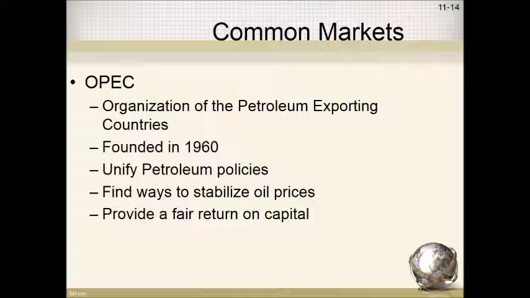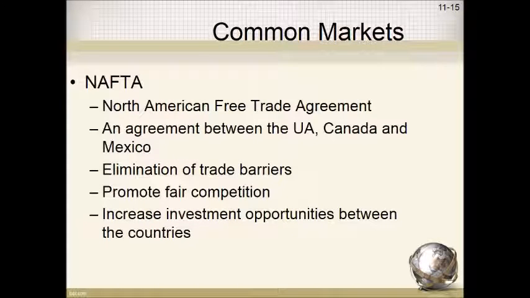There's also OPEC, the Organization of Petroleum Exporting Countries. It unified petroleum policies and found ways to stabilize, if not fluctuate, oil prices and provide a fair return on their capital. There's also NAFTA, the North American Free Trade Agreement, which aims to reduce trade barriers between Canada, Mexico, and the U.S. Over the years, some have said that NAFTA has caused job losses as jobs have gone into Mexico for cheaper labor and looser environmental standards.